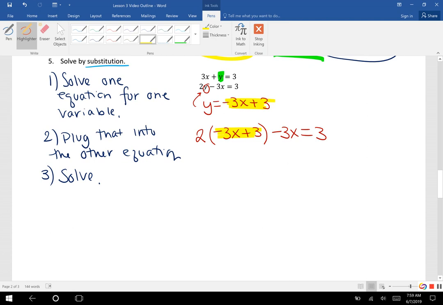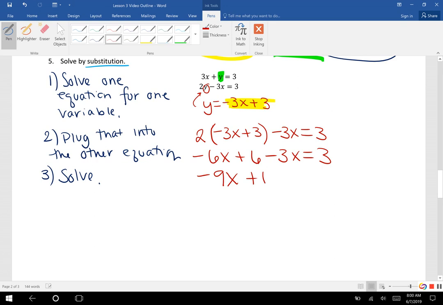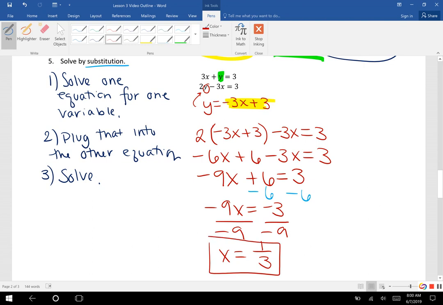And so the advantage is now I have an equation with one variable only, and so this is something we can solve. We can get rid of parentheses, so negative 6x plus 6 minus 3x is 3. Combine like terms. Negative 9x plus 6 is 3. Get the x by itself. So negative 9x is negative 3. Divide by negative 9. And it looks like we've got a fraction, x equals 1/3. 3/9 reduces to 1/3.